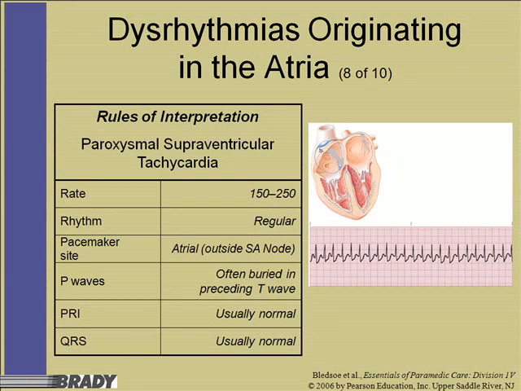P waves are often buried in the preceding T wave, so you really can't see the P wave impulse. It's going way too fast. PRI is usually normal, and the QRS is usually normal. The big kicker here is looking at the QRS to determine it's supraventricular, in other words, above the ventricles, and it's got a narrow complex. When we get into ventricular tachycardia, it'll be a wide complex, and we'll look more at that down the road. But just remember, one of those parameters we really want to focus in on with this rapid rate is the narrow QRS.